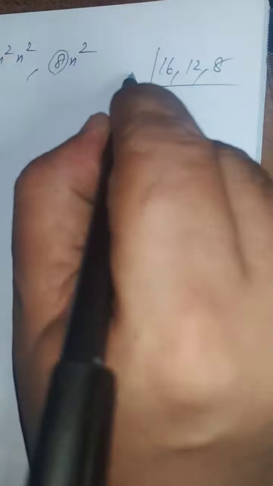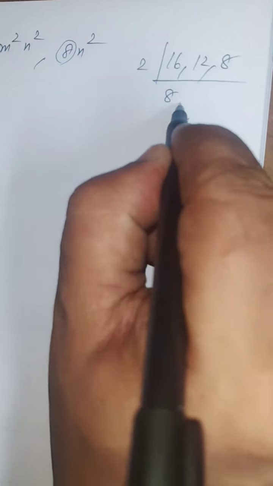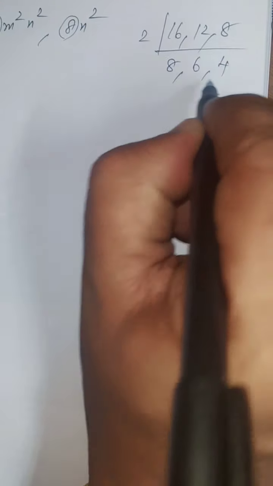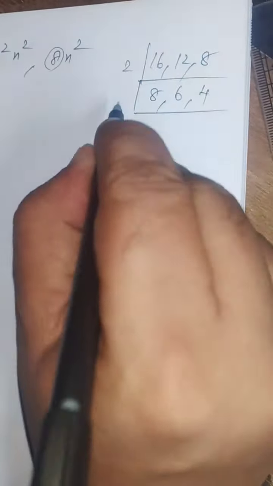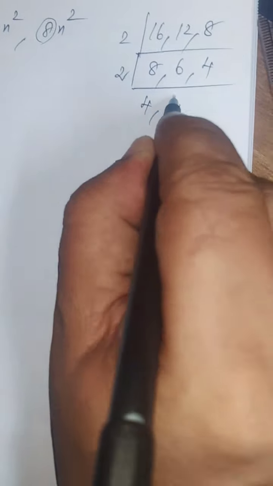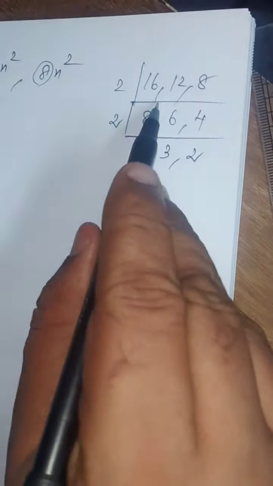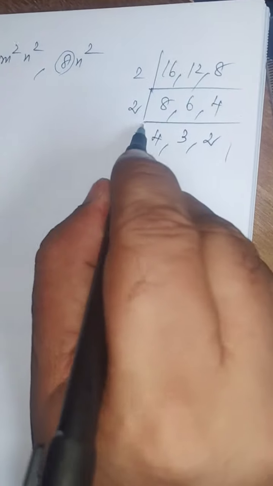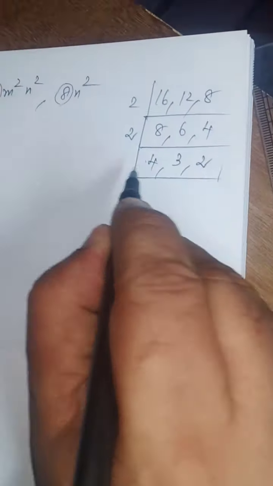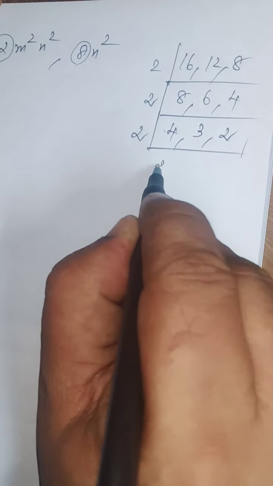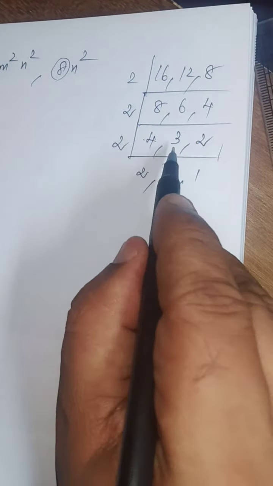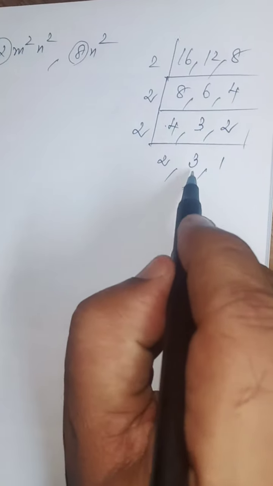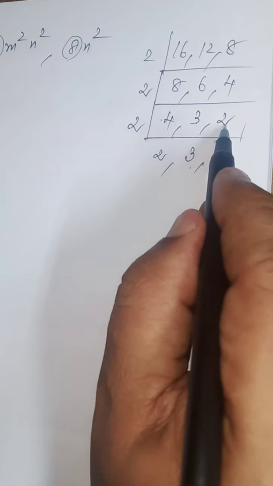Divide by, any common number, can go for 2 table. Yes, 2 table 8 times, 6 times, 4 times. 2 8s are 16, 2 6s are 12, 2 4s are 8. Again you can go for 2 table, 2 4s are 8, 2 3s are 6, 2 2s are 4. Since we have 2 and 4, you can go for 2 table, 2 2s are, 3 write as it is, 2 1s are, 2 2s are 4. Since 3 is not divisible by 2, write 3 as it is. Then 2 we can divide by 2, how many times?